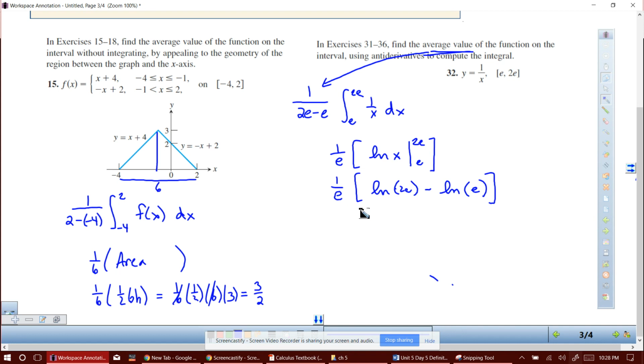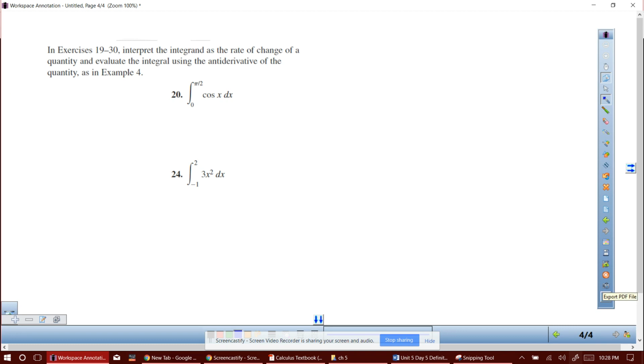All right, so as I simplify this, I might want to think about this as really the ln of 2 plus the ln of e, because that would be a product, and then I have minus the ln of e there, and then I have 1 over e. So those end up canceling, and I have 1 over e times the ln of 2 on this problem. That wasn't too bad. All right, so my last example is just me doing some antiderivatives.